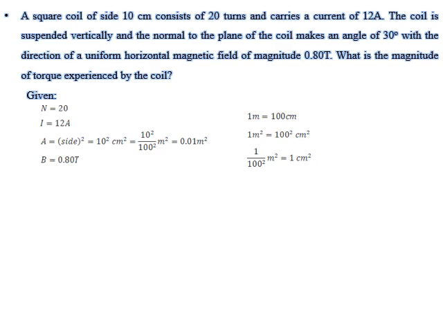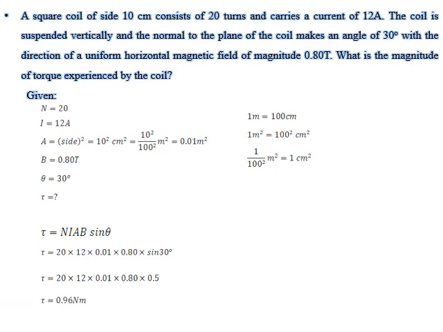Magnetic field is given as 0.80. Angle is given as 30 degrees. So you have to find out torque. Torque is nothing but NIAB sin theta. Just substitute the values. N is 20, I is 12, A is 0.01, B is 0.8, sin 30 degree. Sin 30 is 0.5. Just substitute that and the value for torque is 0.96 Newton meter.